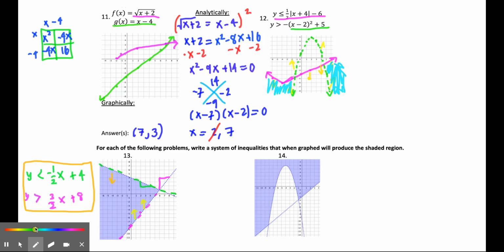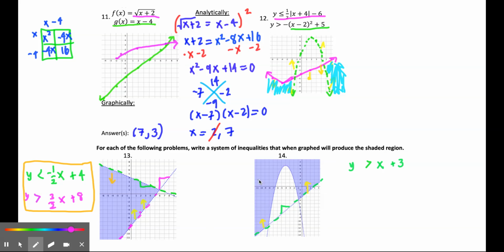Okay, now let's do this one. We'll do the line first. So it's dotted and has a y-intercept of 3. And it looks like the slope is just 1, so it'll be x. So then it's y, and you can see it's shaded above the line. So it's just greater than, not greater than or equal to, because it's above and dotted.